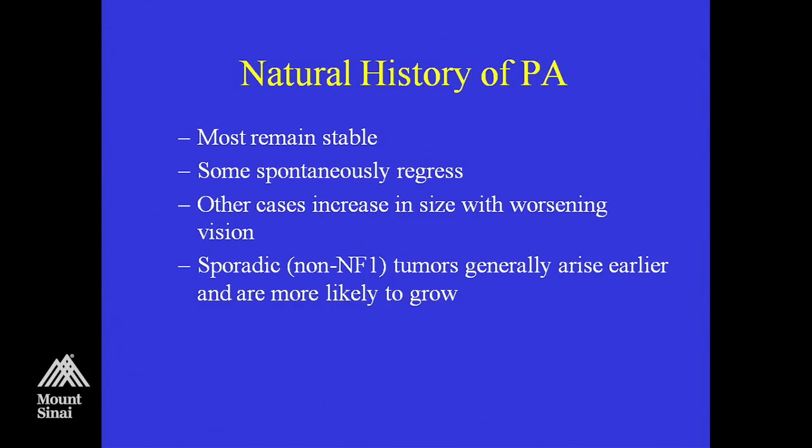So what is the natural history of pilocytic astrocytoma? Well, most of them remain stable. However, some can spontaneously regress. While a lot of them are stable or spontaneously regress, there is a significant subset that will grow and impact vision and cause blindness. In terms of the syndromic cases, it tends to be the sporadic non-syndromic cases that arise earlier and are more likely to grow rapidly. The NF-associated ones tend to be a bit more indolent.